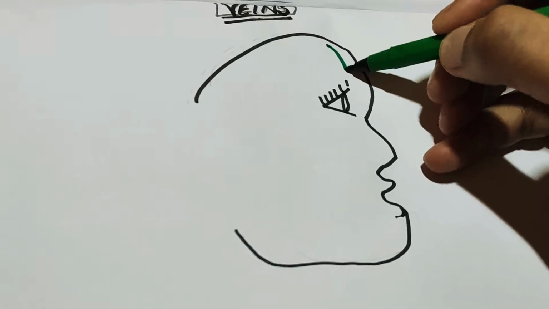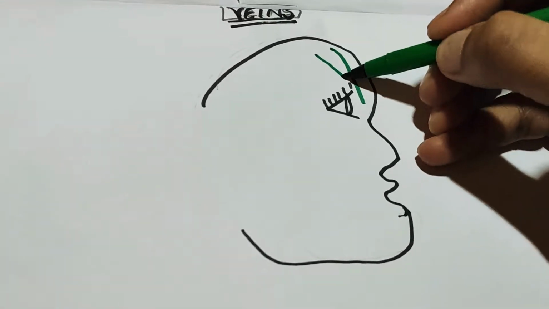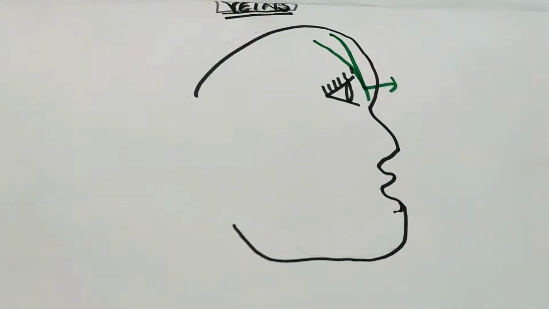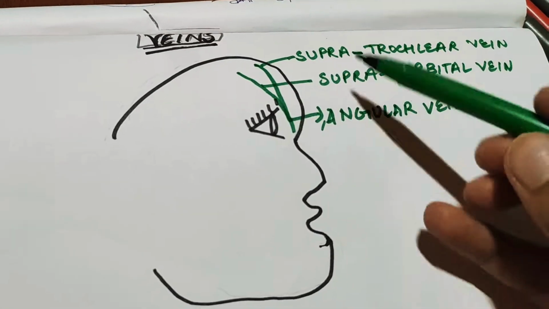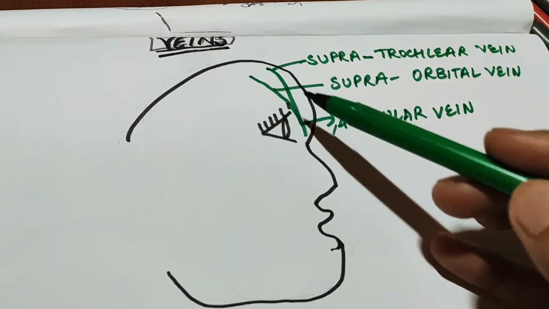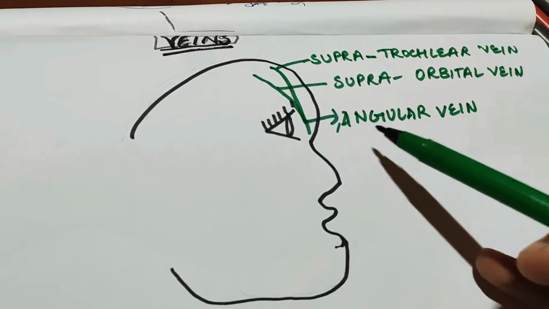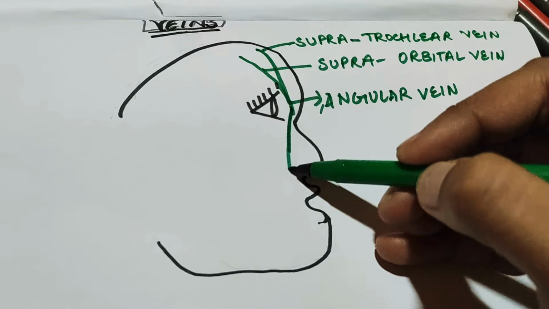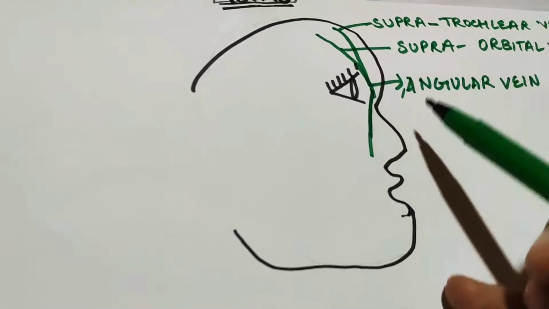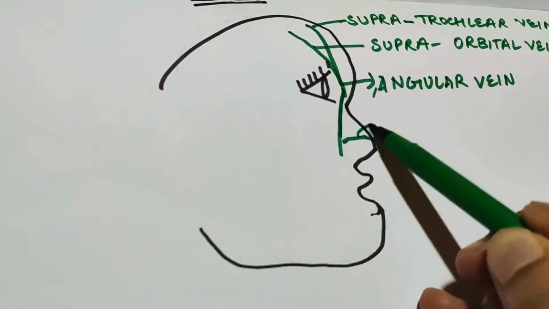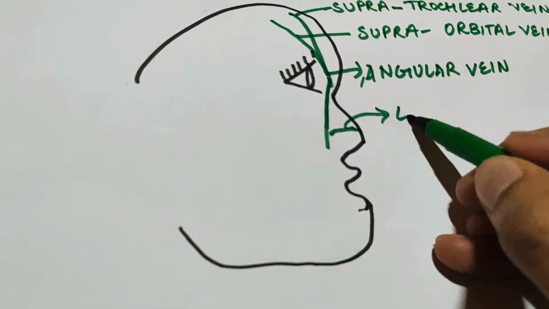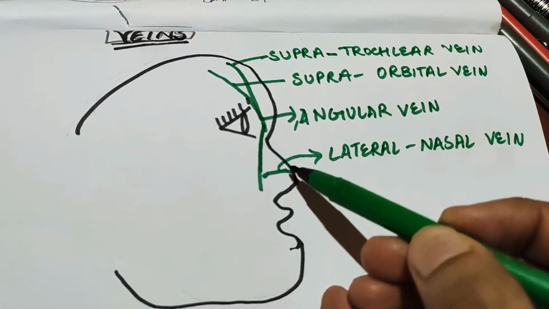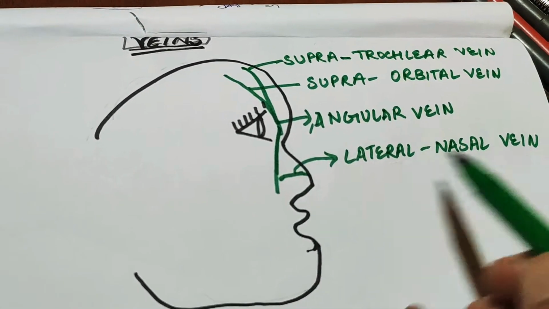So this is supratrochlear vein, this is supraorbital vein. Okay, these two combine to form angular vein. Then it comes down. From this nose side, there attaches the lateral nasal vein. Then the lateral nasal vein combines into the angular vein.